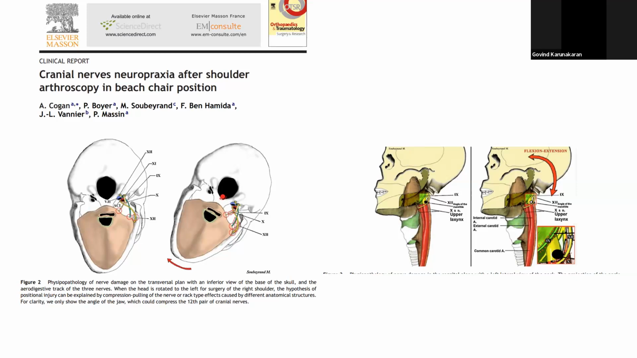This was attributed to the improper positioning of the head, improper securing of the head, and the head went into lateral flexion as well as forward flexion, which compressed the cranial nerves, which resulted in a transient neuropraxia, which lasted for almost 6 months. So this tells us the importance of making sure that the head is fully secured.